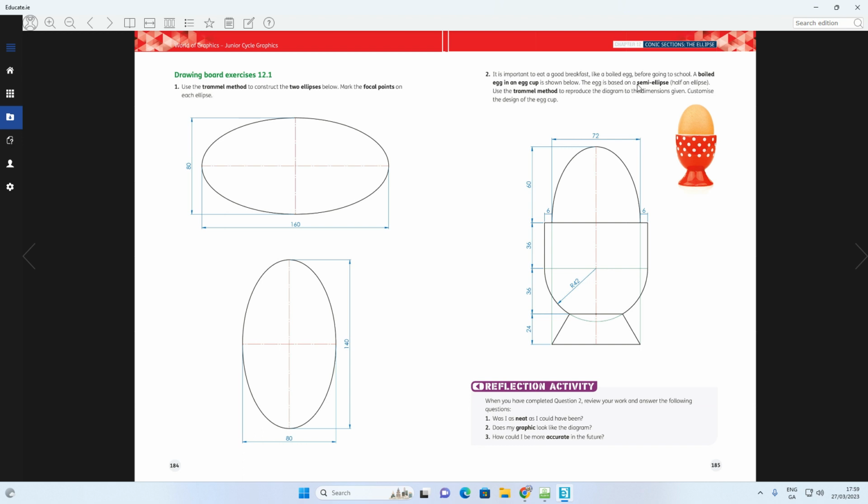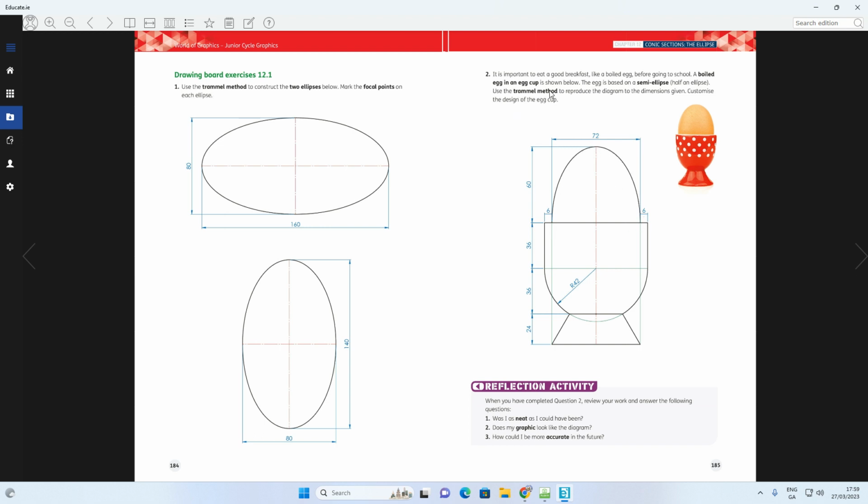The egg is based on a semi-ellipse, okay? So you can actually see the egg portion here. If you look at the egg, not the egg cup, but the egg portion, it is based on a semi-ellipse. So what does that mean, a semi-ellipse? We've previously drawn an ellipse in a vertical position in class before, but essentially a semi-ellipse means a half ellipse, okay? Like a semicircle, we've also got a semi-ellipse where we've got a half ellipse here.